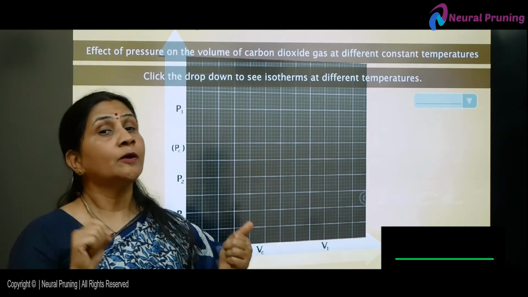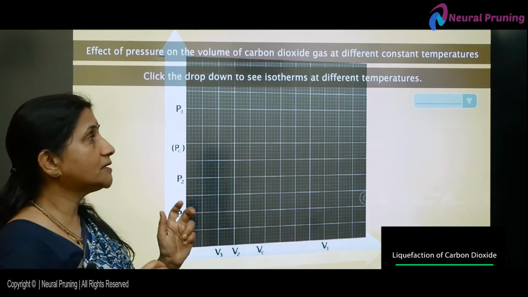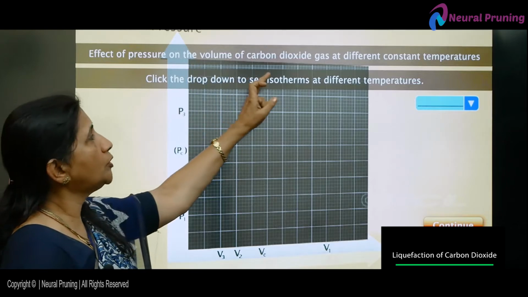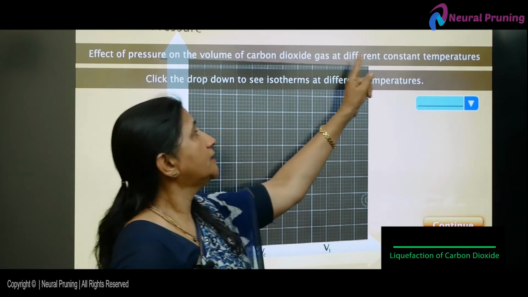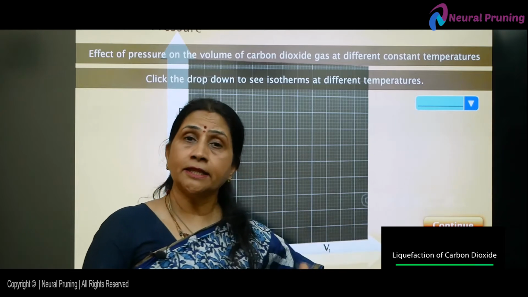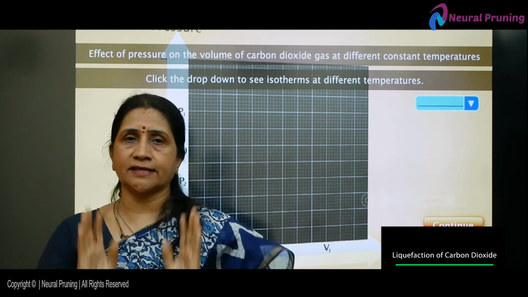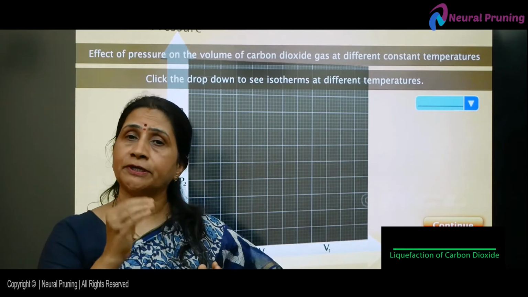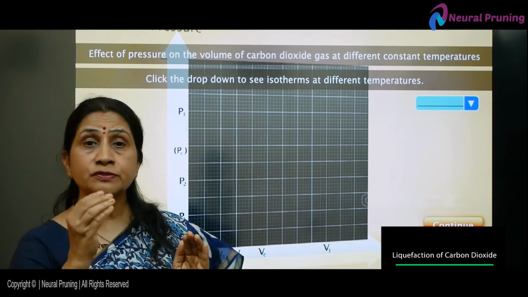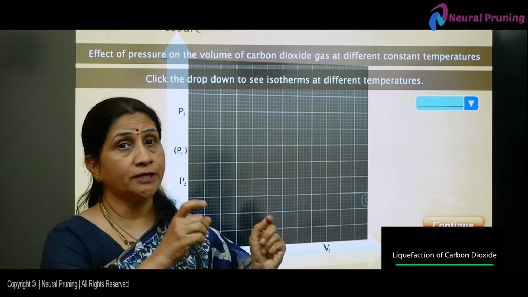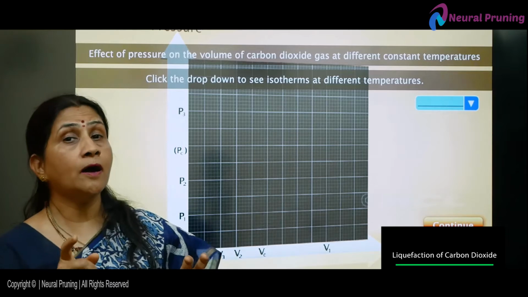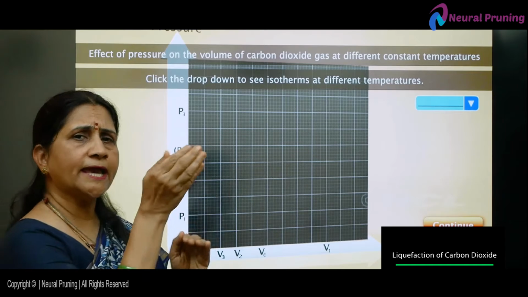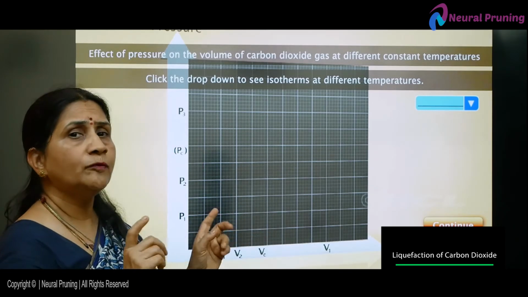Let us understand with the help of this animation, that is, a graph. Let us study the effect of pressure on the volume of carbon dioxide gas at different constant temperatures. That means we select a particular temperature, like 13.1 or 20.1, and at that temperature we study the pressure-volume relationship as well as how the process of liquefaction occurs. That is how the gas becomes a liquid, which we need to study.